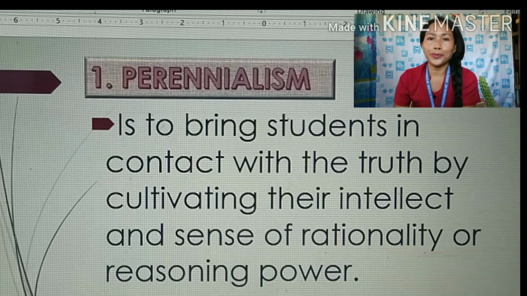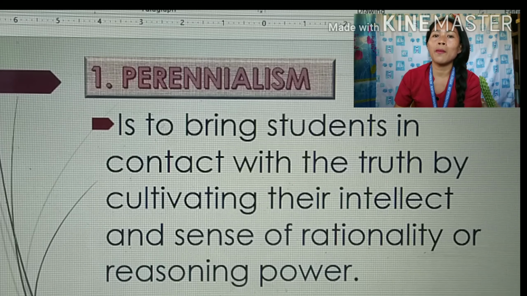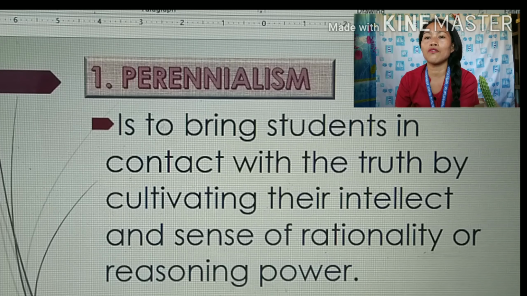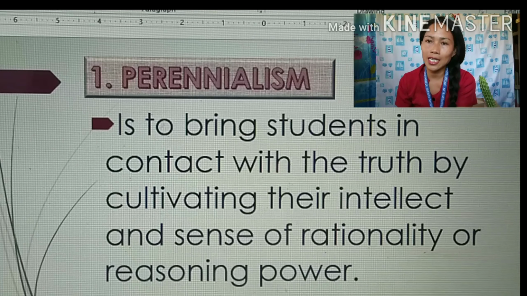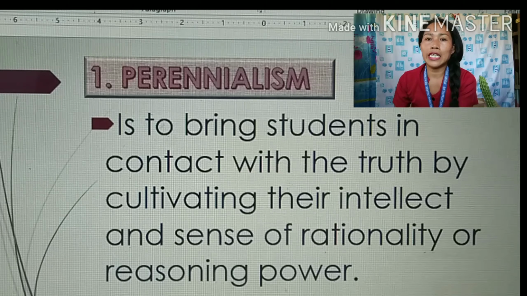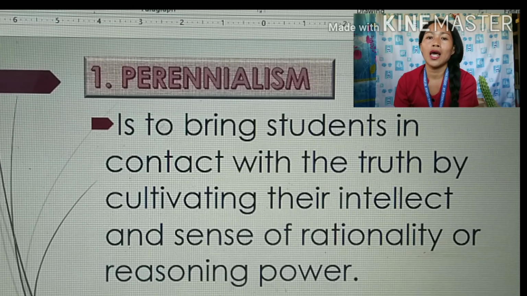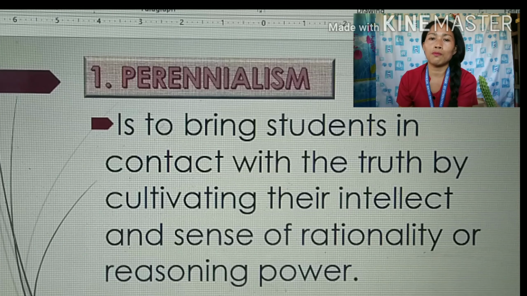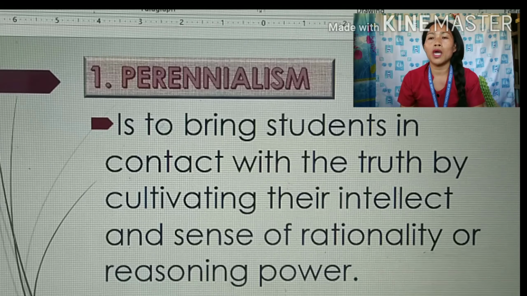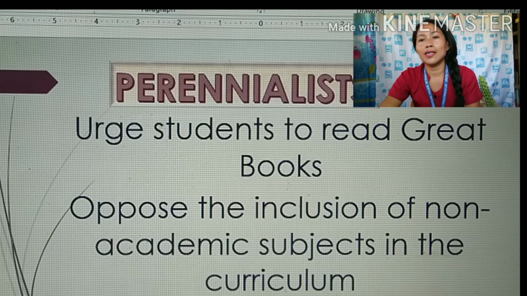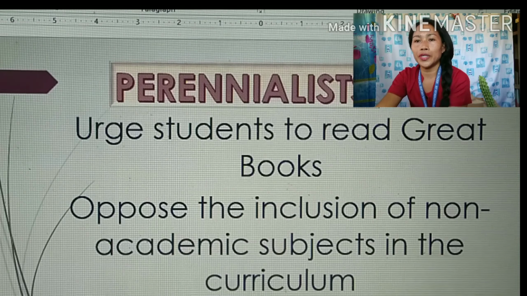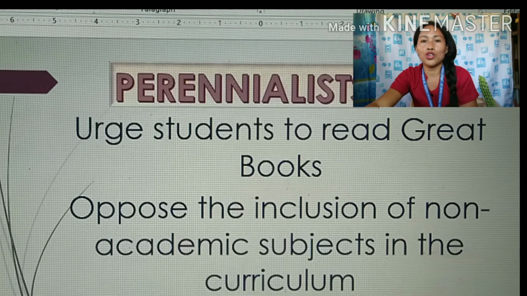Right? So, perennialists assert that the primary purpose of education is to bring students in contact with the truth by cultivating their intellect and sense of rationality or reasoning power. Then they contend that there are principles that students need to learn, like universality of truth, the importance of rationality, and the power of aesthetics. They also propose the study of religion to encourage ethical behavior. Then perennialists urge students to read great books, works by history's finest thinkers and writers, and develop their understanding of the concepts about human knowledge.